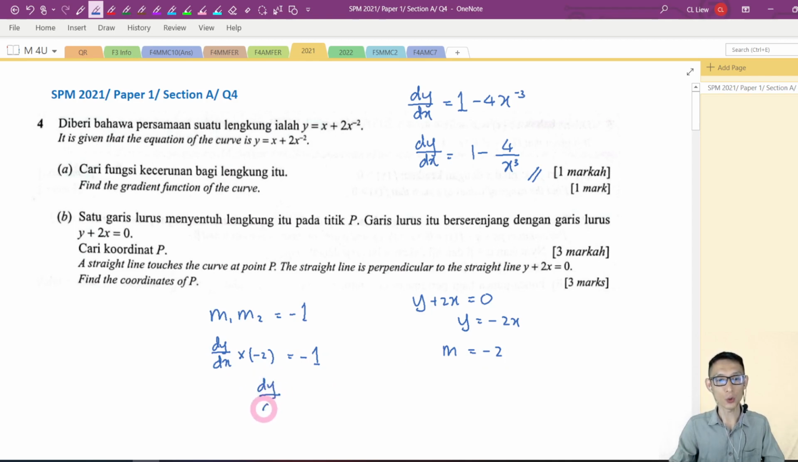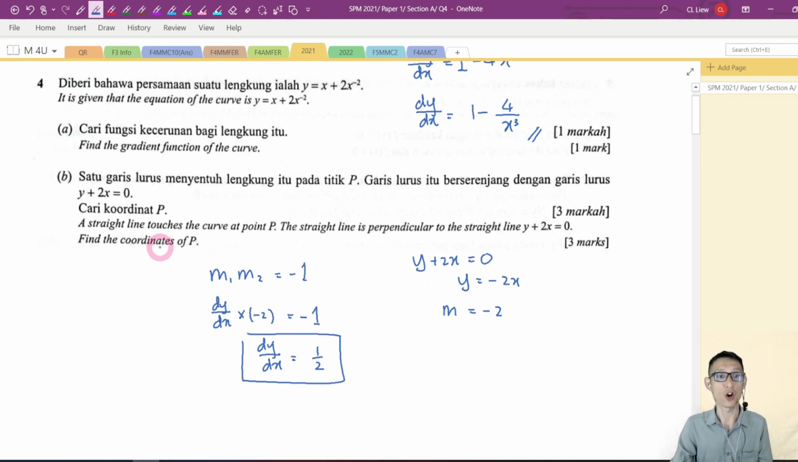So from here I know that the value of dy by dx at this particular point is equal to 1 over 2. Now the question is asking us for the coordinates of P. So we have to think, how do we get the 1 over 2? Since we know dy by dx is equal to this, what x value do we need to put in here so that we will get 1 over 2? So 1 minus 4 over x cubed is equal to 1 over 2. Now I'm trying to get the value of x which will make this gradient function equal to 1 over 2.